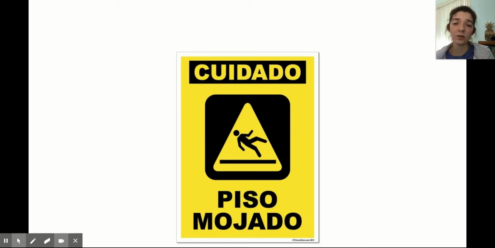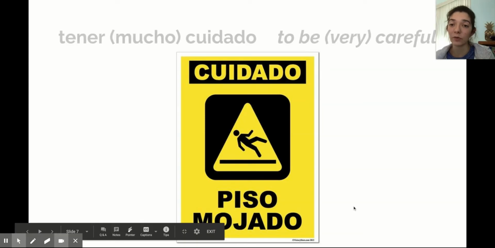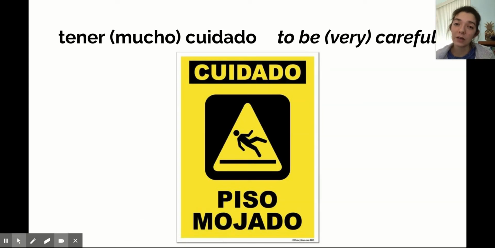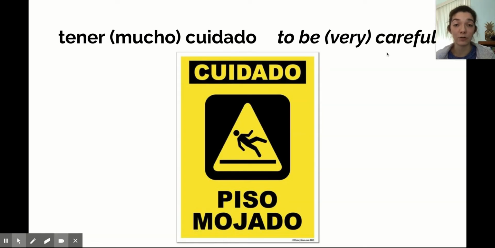Cuidado, piso mojado. You might have seen this before on those little yellow signs on the ground. Cuidado, watch out, be careful. Floor wet, piso mojado, wet floor. So the idiomatic expression is tener mucho cuidado. Repítame, tener mucho cuidado. To be very careful, okay? To have a lot of caution, literally. Tienes mucho cuidado. Are you very careful? If I go too fast, guys, pause me.